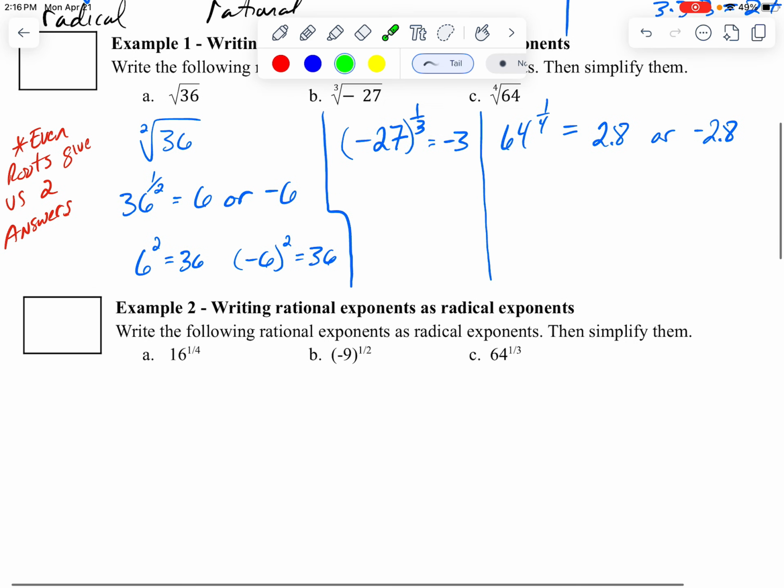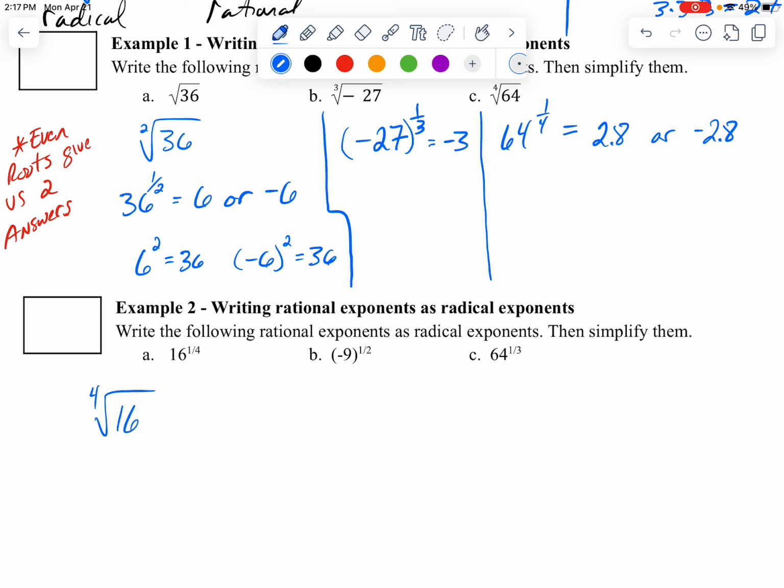Example 2, writing rational exponents as radicals. So now we're just going in the opposite direction, the reverse of what we did up above. And then we're going to simplify or evaluate here as well. So 16 to the 1/4, that's the 4th root of 16. And this would give us 2 or -2, since it's an even root, so we're going to get both. Both would be possible.